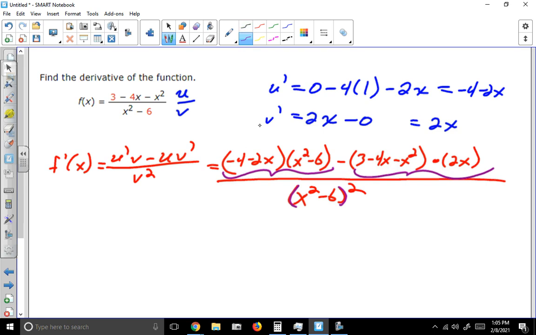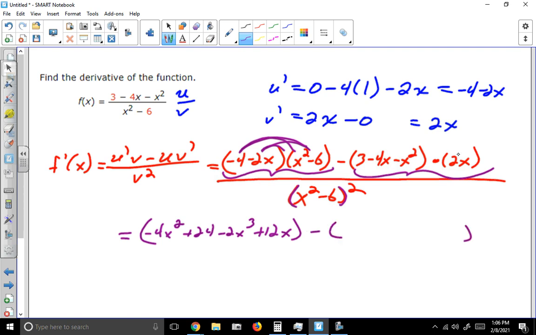So if we distribute the top, we're going to have a minus 4x squared plus 24 minus 2x cubed plus 12x. So that's what we get when we distribute the first two parentheses. Minus 4x squared plus 24 minus 2x cubed plus 12x. We're going to subtract whatever we get when we distribute here. So 6x minus 8x to the second minus 2x to the third.